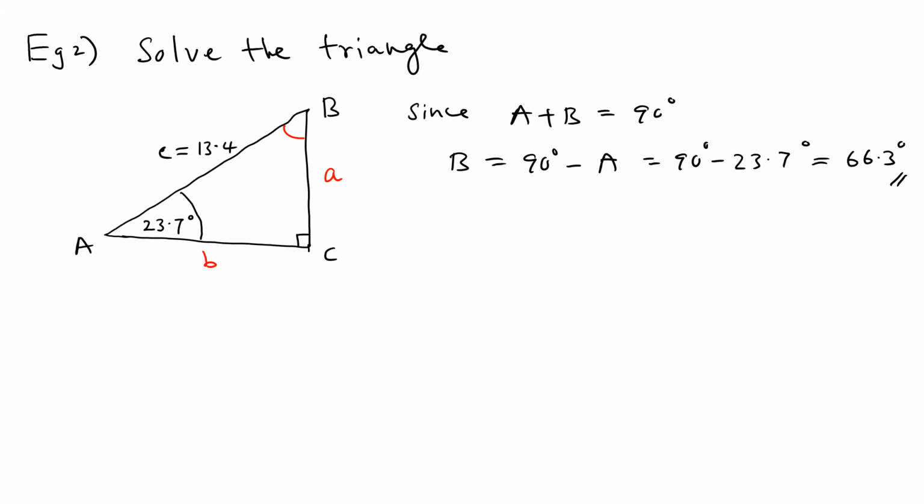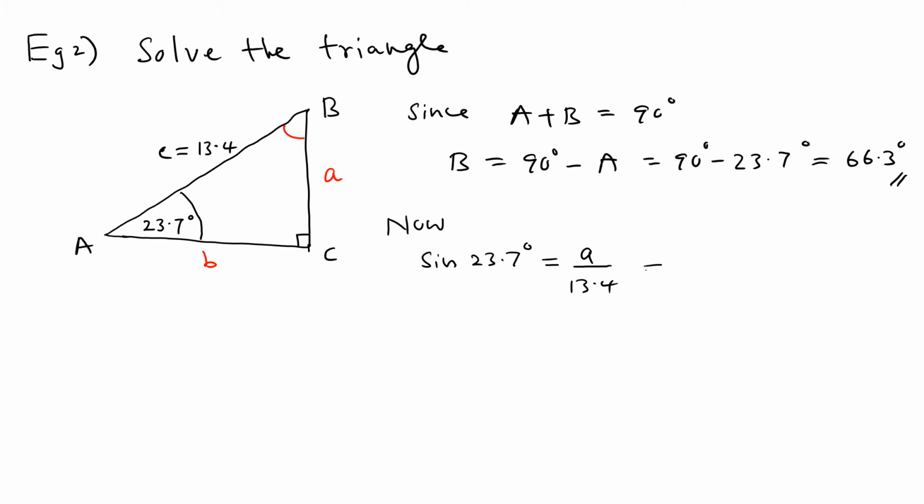And then again, to find b or a, you can use one of those ratios. What I'm going to do is use sine to find a. Now we can write the sine. So let's say sine 23.7. The opposite to the angle is a, and we know the hypotenuse in this case, 13.4. So you can see what we do: we relate an unknown with a known.